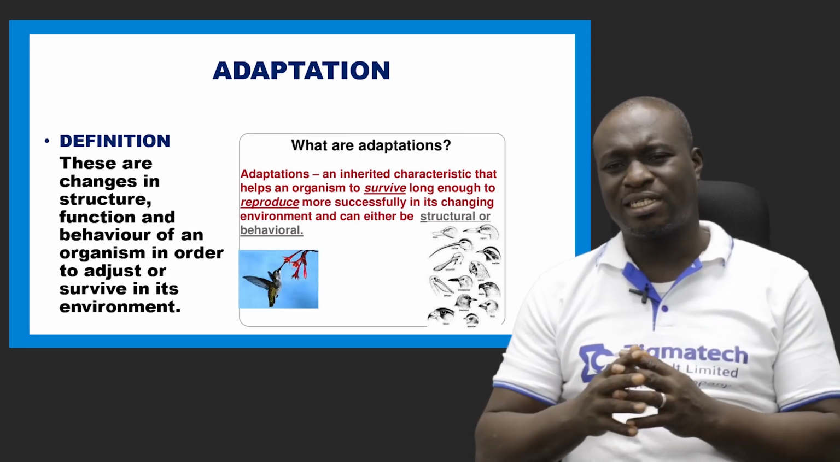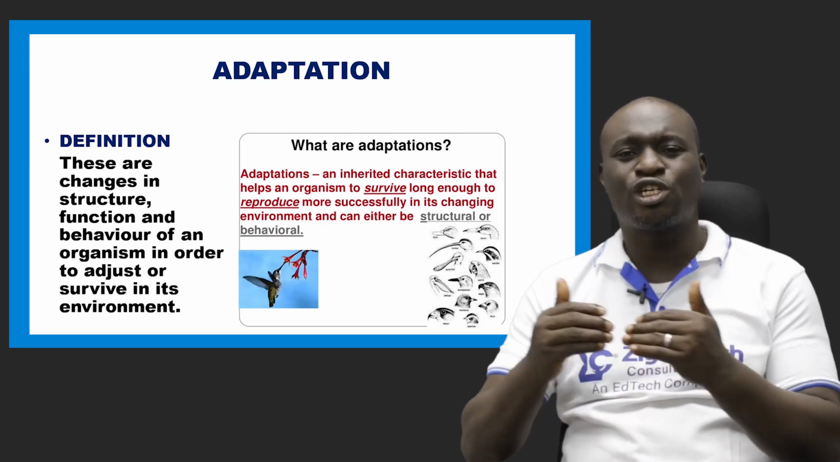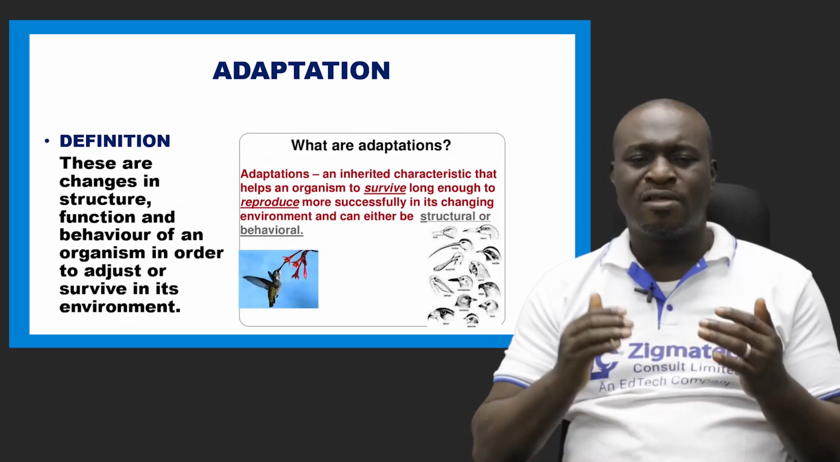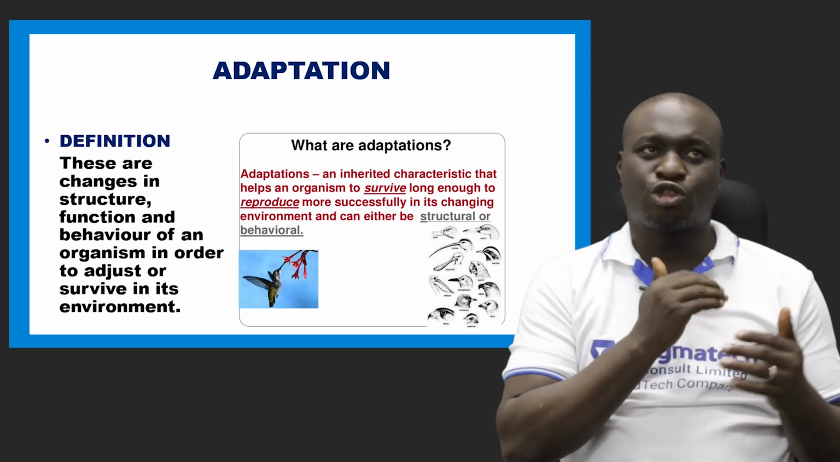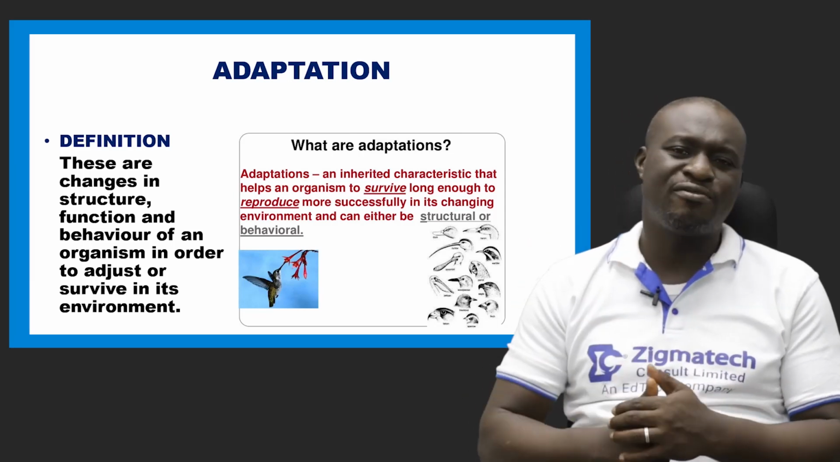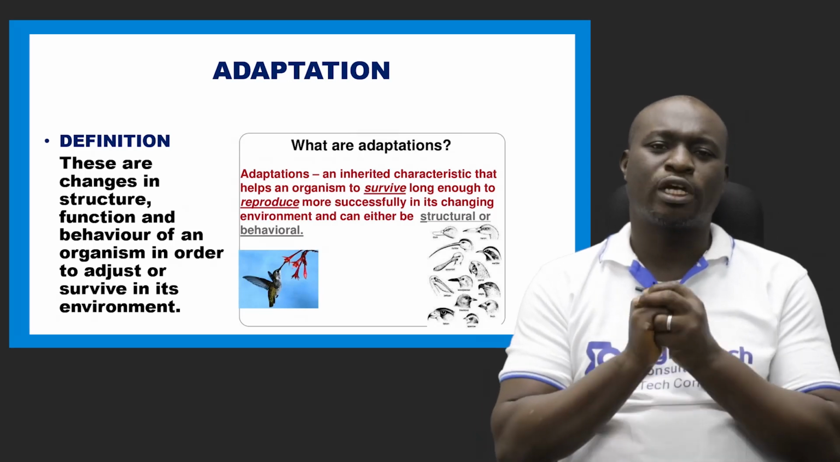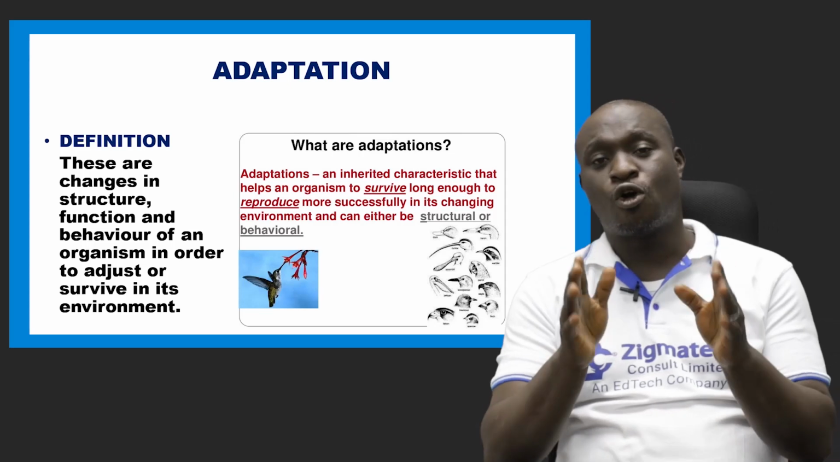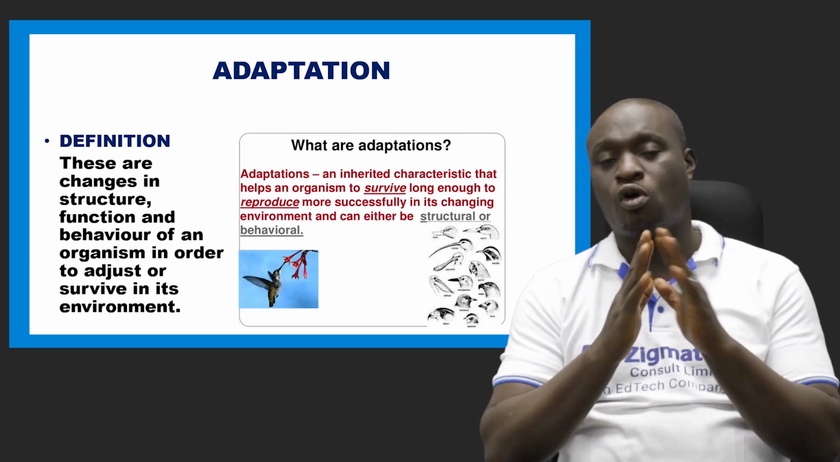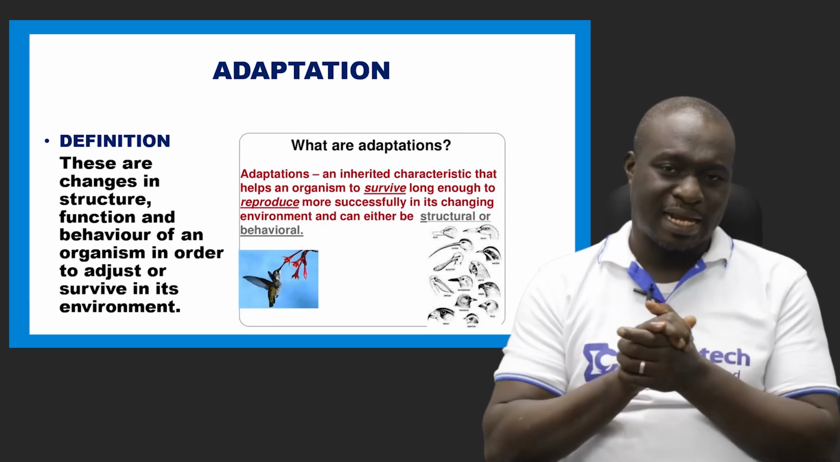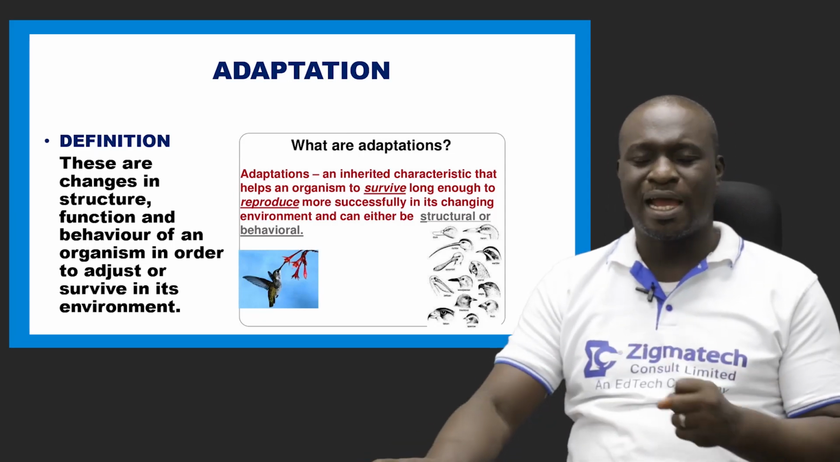Now, we said that these are changes in structure, function, and behavior. These changes in the structure, function, and behavior of living organisms are what we call adaptive features. When we're talking about organisms, we mean all organisms. It includes both animals and plants.